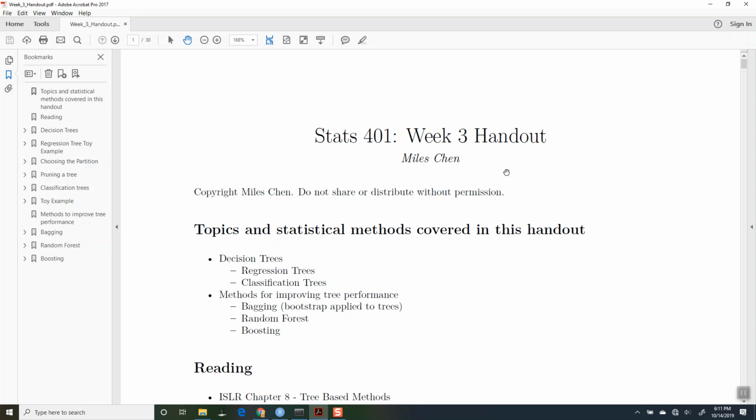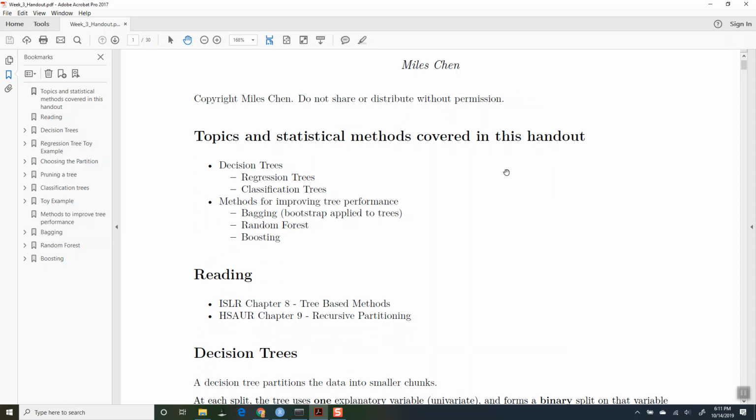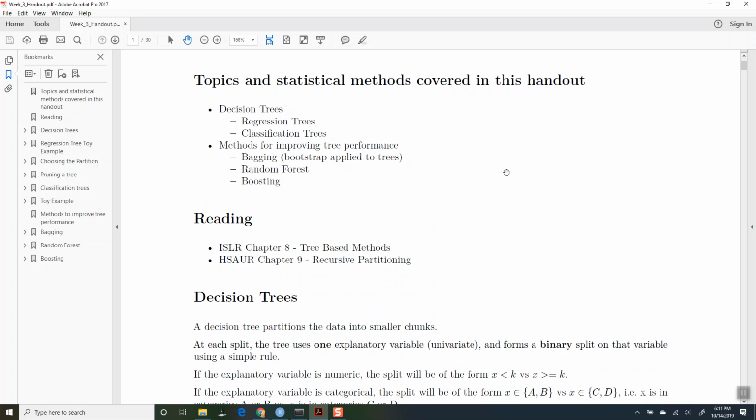Have you guys heard of boosting? There's a popular package out there for machine learning called XGBoost. If you've heard of XGBoost, it's a boosting method. If you haven't heard of XGBoost, no worries. It's just a hot method that's applied to stuff.